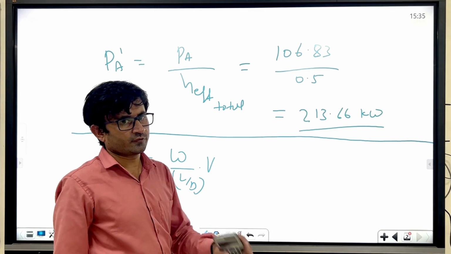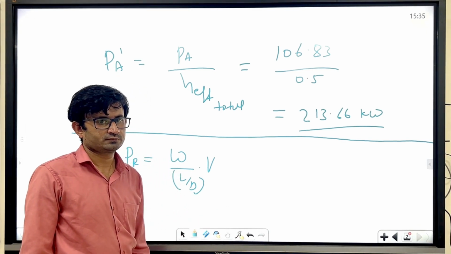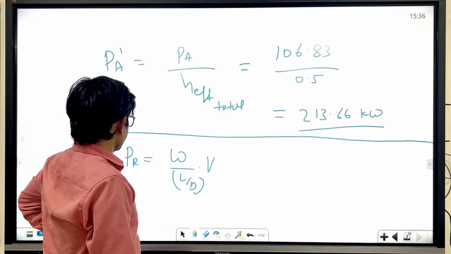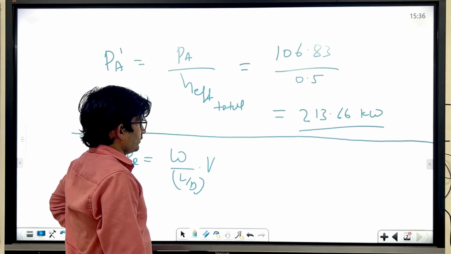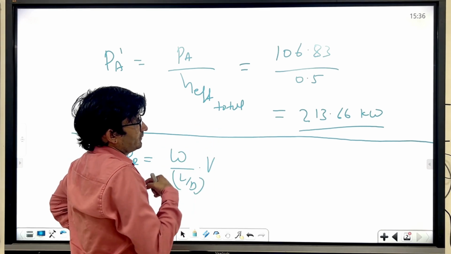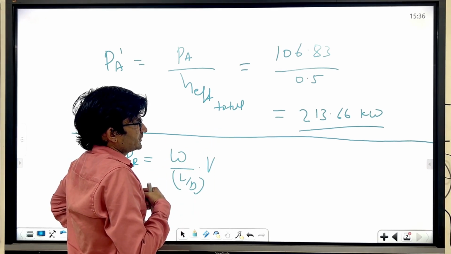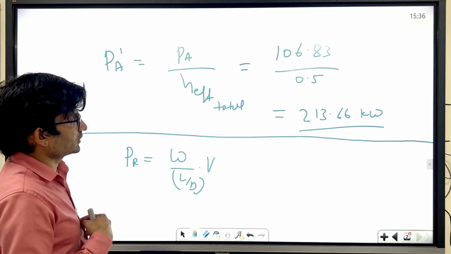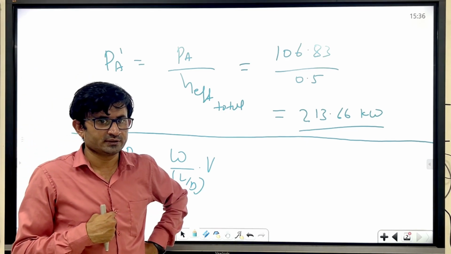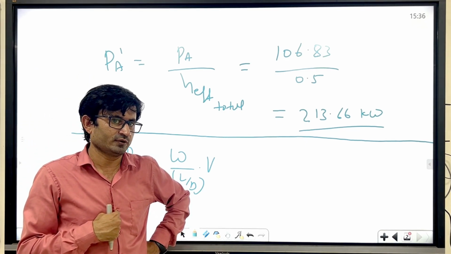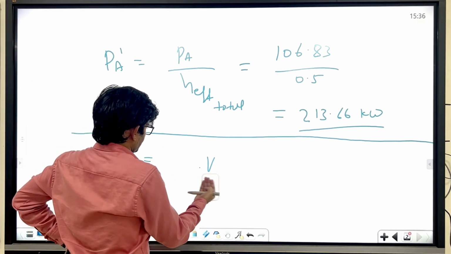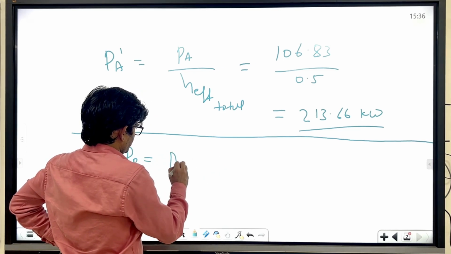What changes if you fly at maximum velocity, Vmax? We can calculate the power required because I want to cross-check. For example, if I am able to climb with this engine, which can produce 213.66 kilowatt, but if I go to the cruise condition and want to fly at maximum velocity, can we do it with the same engine? We will check here. We can write it as power required equals D into V.